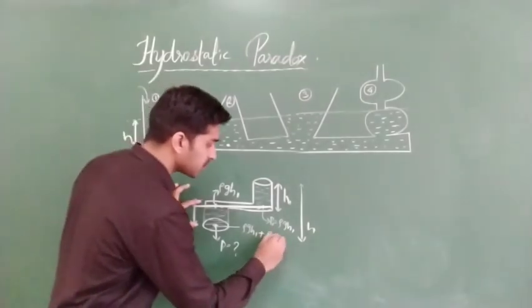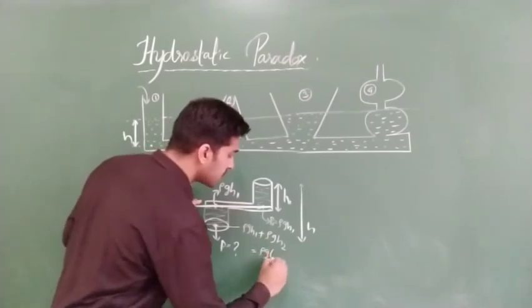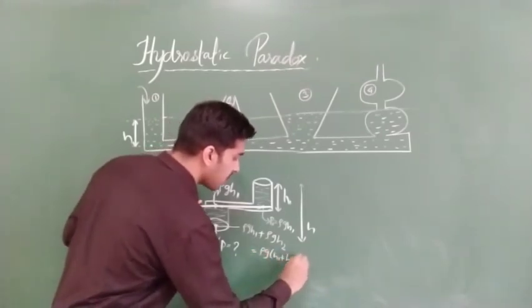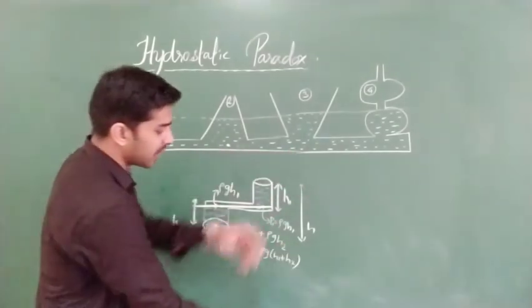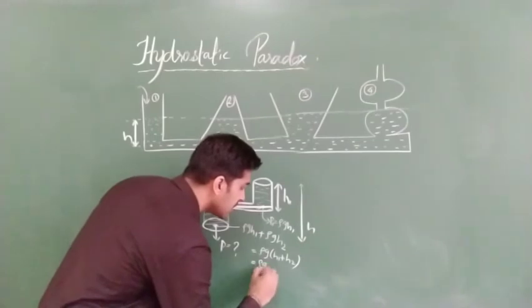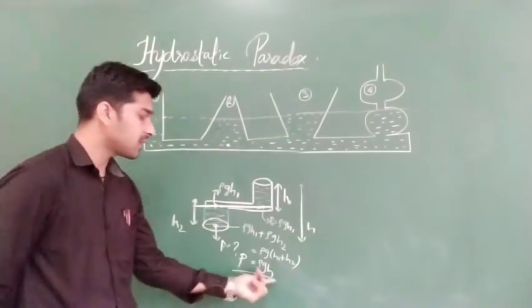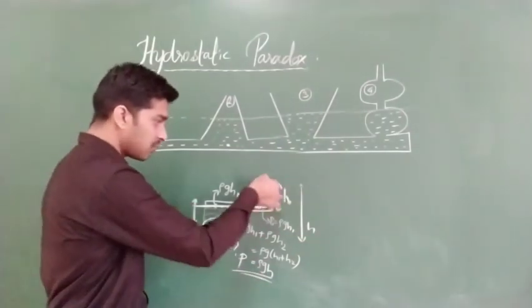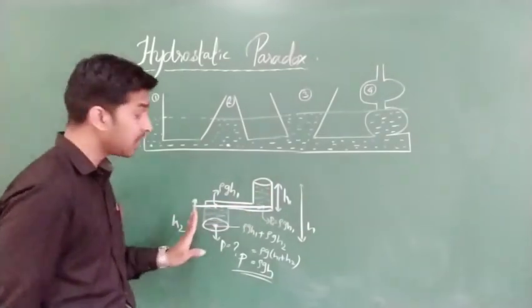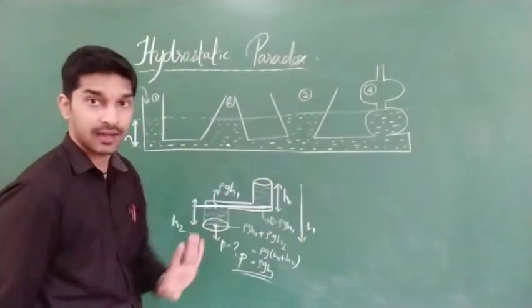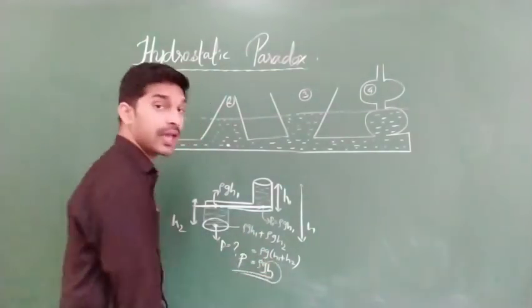Rho g h2. So ultimately we can take rho g as common: rho g into bracket h1 plus h2, or h2 plus h1, that is nothing but the total height. So what I can write? Rho g h. Clear? So total pressure at this point is nothing but rho g h. H is the total height of the container. It doesn't depend on shape. Pressure doesn't depend on shape, but it depends on height. Clear? H factor. It mainly depends on H.